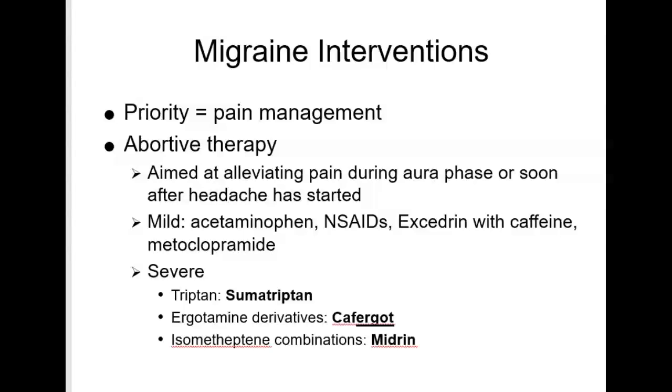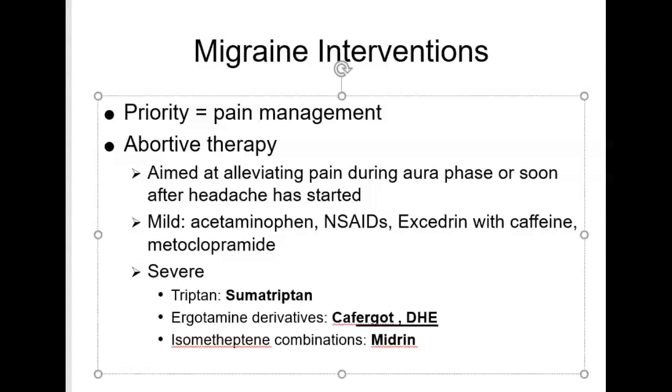Triptan drugs should not be taken with SSRI antidepressants or St. John's wort. Ergotamine derivatives are also used to treat migraines, and you can notice here Cafergot is your prototype and it has ERGOT within it, right? So that's your clue that it's an ergotamine derivative. Also, DHE is given frequently in the hospital setting through IV.